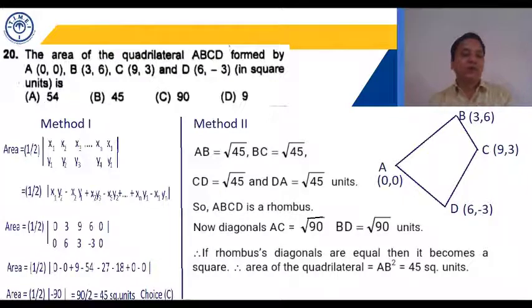So we have to find the area of a quadrilateral. A very simple question he is asking. He is giving you coordinates of a square. Just find one side of the square and then find the area of the square. So I am repeating again. All four sides are equal, that comes out to be root 45. Both the diagonals are also equal, root 90. If in a rhombus diagonals are equal, then it becomes a square. That is, the area of the quadrilateral is AB square, which is 45 square units.